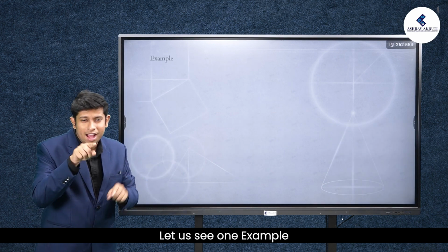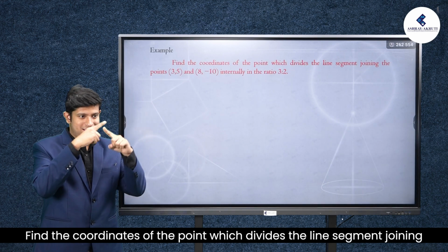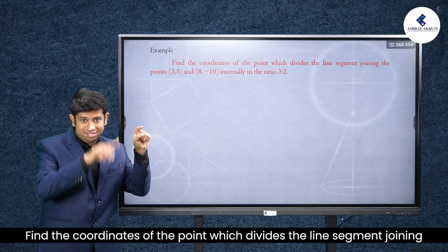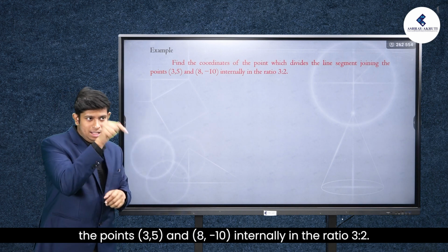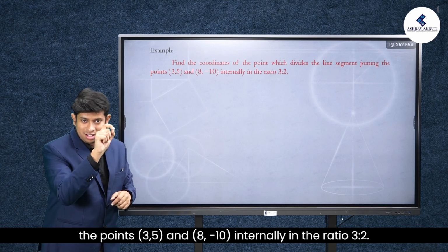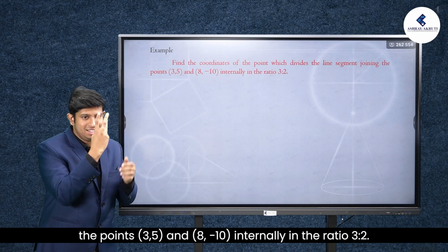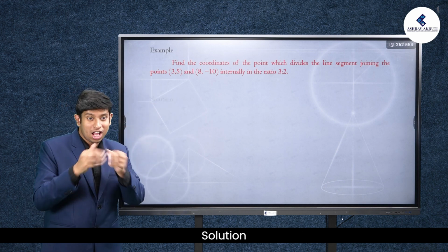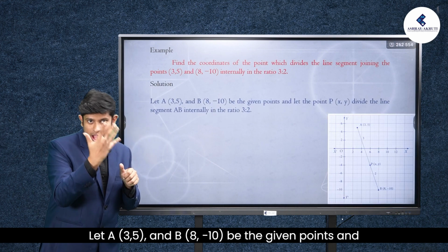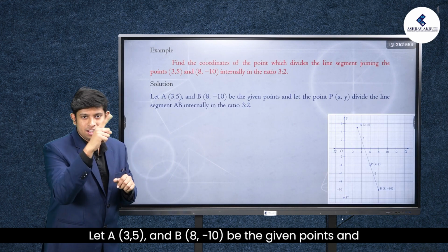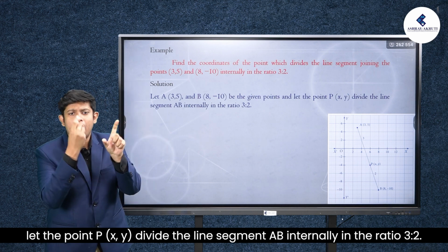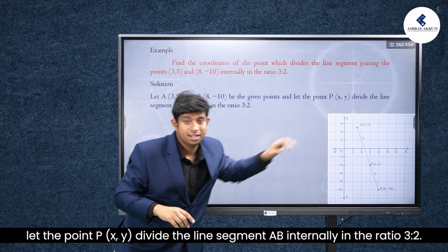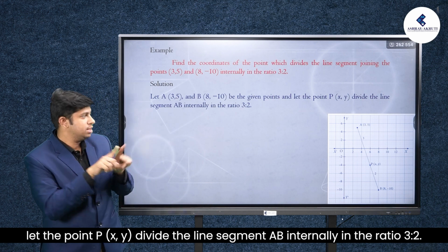Let us see one example. Find the coordinates of the point which divides the line segment joining the points 3, 5 and 8, minus 10 internally in the ratio 3 is to 2. Solution. Let A 3, 5 and B 8, minus 10 be the given points, and let point P x, y divide the line segment AB internally in the ratio 3 is to 2.